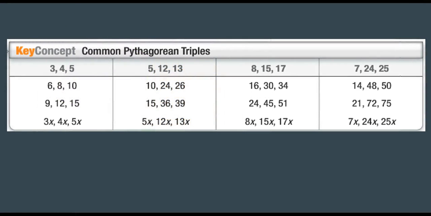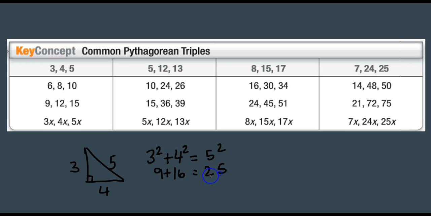So here we have something called the common Pythagorean triples. For example, if we have a triangle that's a 3, 4, 5, I know that this is going to work. It's just one of those that you see a lot and it's very common. If you want to prove it, we can do that real quick. So 9 plus 16 is equal to 25. 25 is equal to 25. And that's what you wanted.